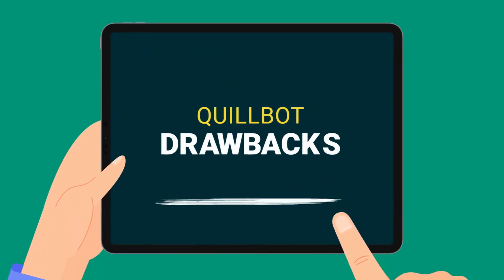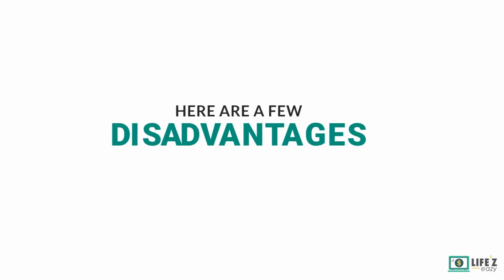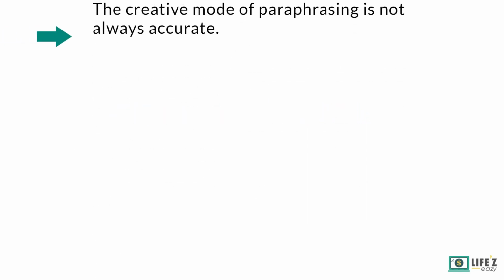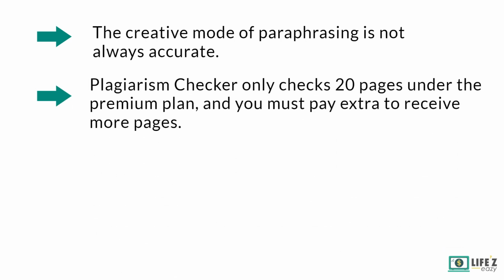QuillBot Drawbacks. Here are a few disadvantages. Number 1. The creative mode of paraphrasing is not always accurate. You'll need to experiment a few times to get the best results. Number 2. Plagiarism checker only checks 20 pages under the premium plan, and you must pay extra to receive more pages.